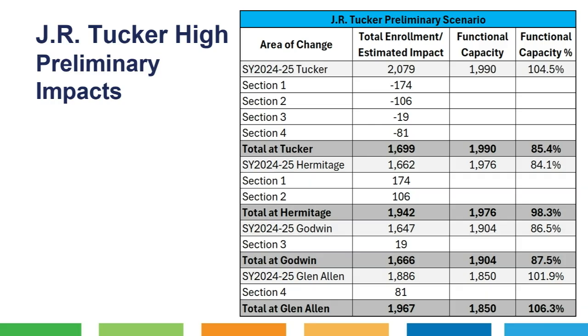And lastly, Glen Allen has an estimated net gain of 81 students, placing it at a functional capacity of 106%, with Section 4 moving into its zone. Of note, these capacity estimates reflect only the changes in this Tucker scenario.